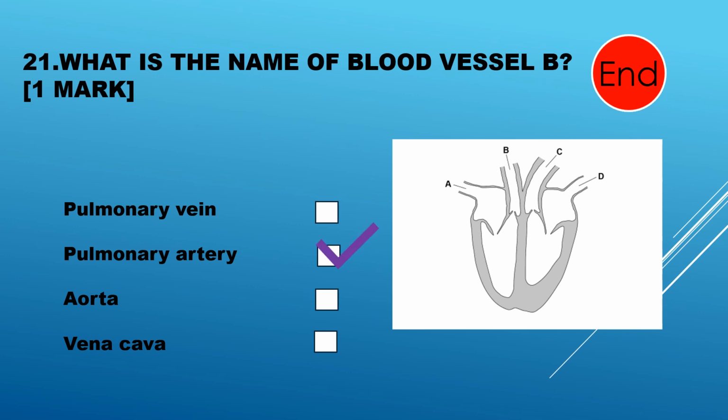Blood vessel B is leaving the heart from the right hand side going towards the lungs, so therefore it's the pulmonary artery. Question 22. What is the name of blood vessel C? Is it pulmonary vein, pulmonary artery, aorta or vena cava?